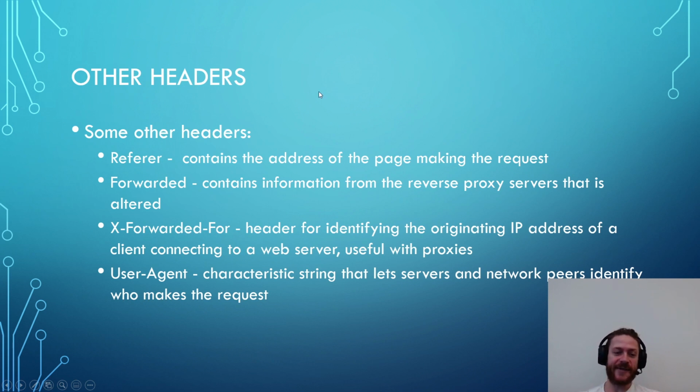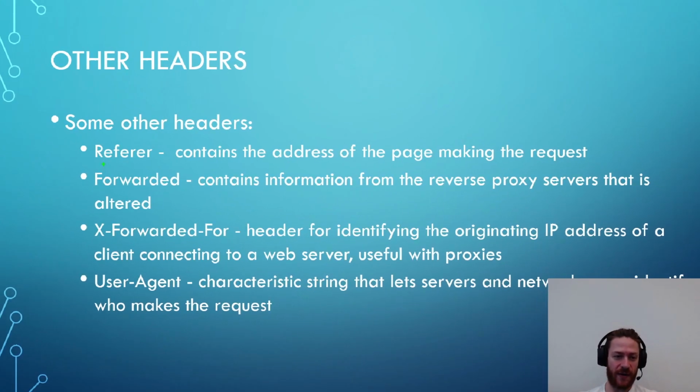So what are some other interesting headers that you can check? First, the referrer. The referrer contains the address of the page making the web request. So when a browser makes a request, it adds a referrer from which page the request was done. This can be very useful for storing history, for example. Who called what page?